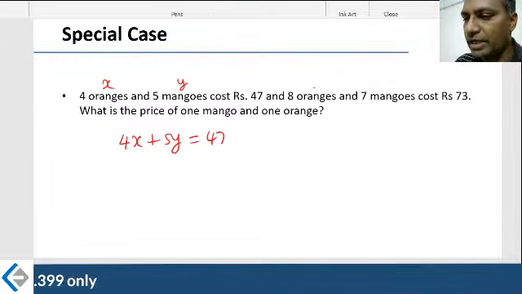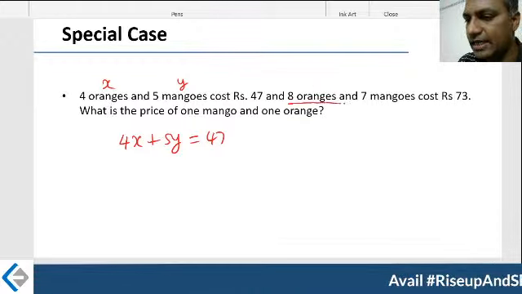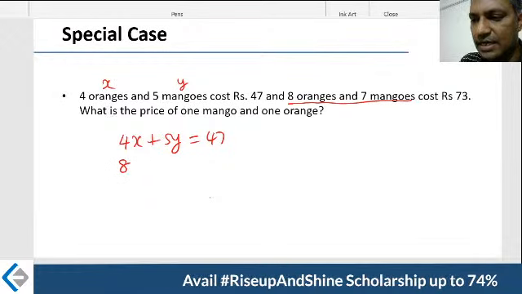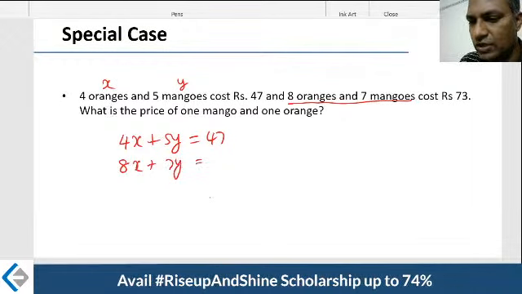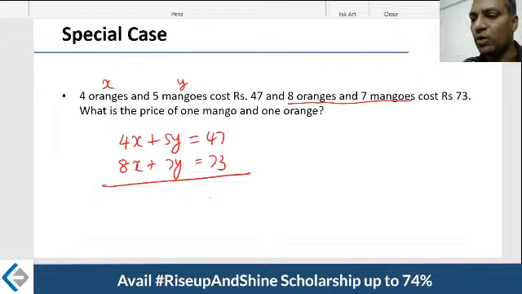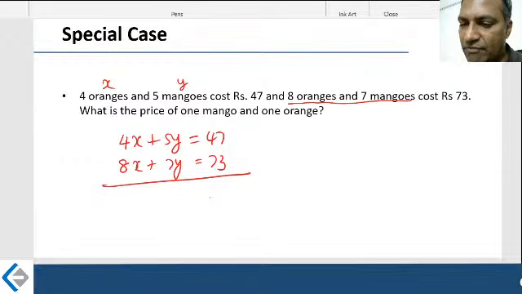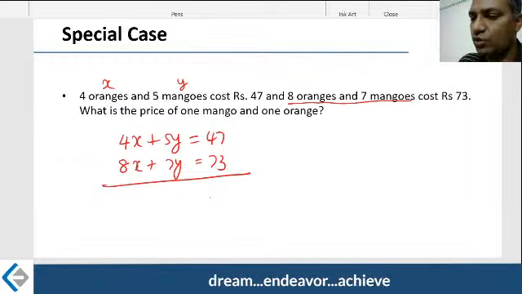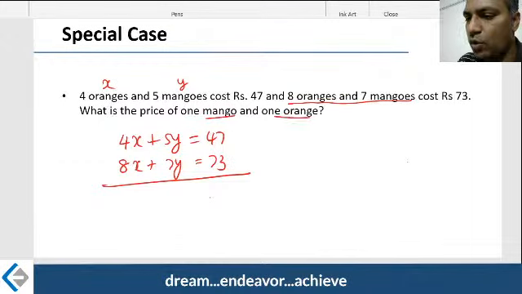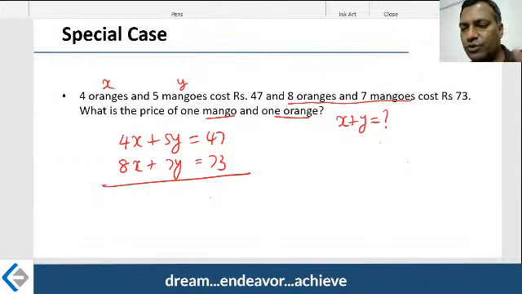All right, let's come to the next point. 8 oranges and 7 mangoes, therefore 8x plus 7y, and the cost is 73. So be sensitive to the coefficients. One way of dealing with this is that I can find the value of x, find the value of y, and then x plus y. What does the author expect? 1 mango and 1 orange. The author is asking for the value of x plus y. If you are sensitive to the numbers here, just give me a second, friends.